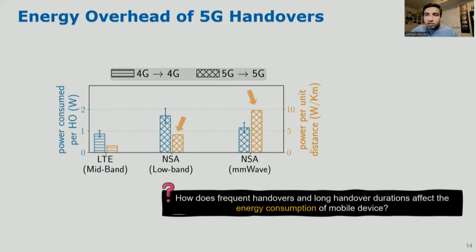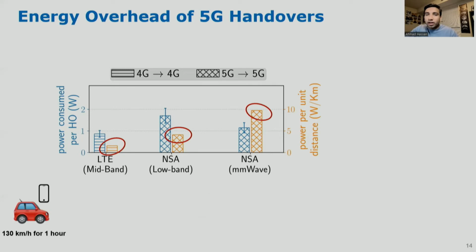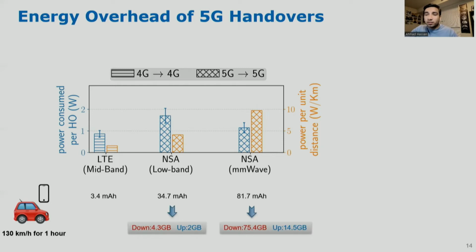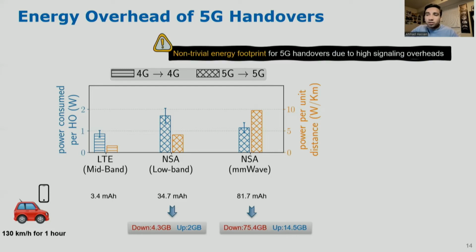To make the results easier to understand, consider a smartphone traveling at 130 kilometers per hour for 1 hour. During this time, NSA low-band handovers will drain 34.5 milliampere battery, while millimeter wave handovers will drain a drastic 81.7 milliamperes. And using this much energy, an S20 Ultra smartphone can download 4.3 GB data on NSA low-band and 75.4 GB data on NSA millimeter wave. We encourage the audience to read the detailed energy results in our paper, which suggests that handover energy consumption in 5G is non-trivial due to high signaling overheads.